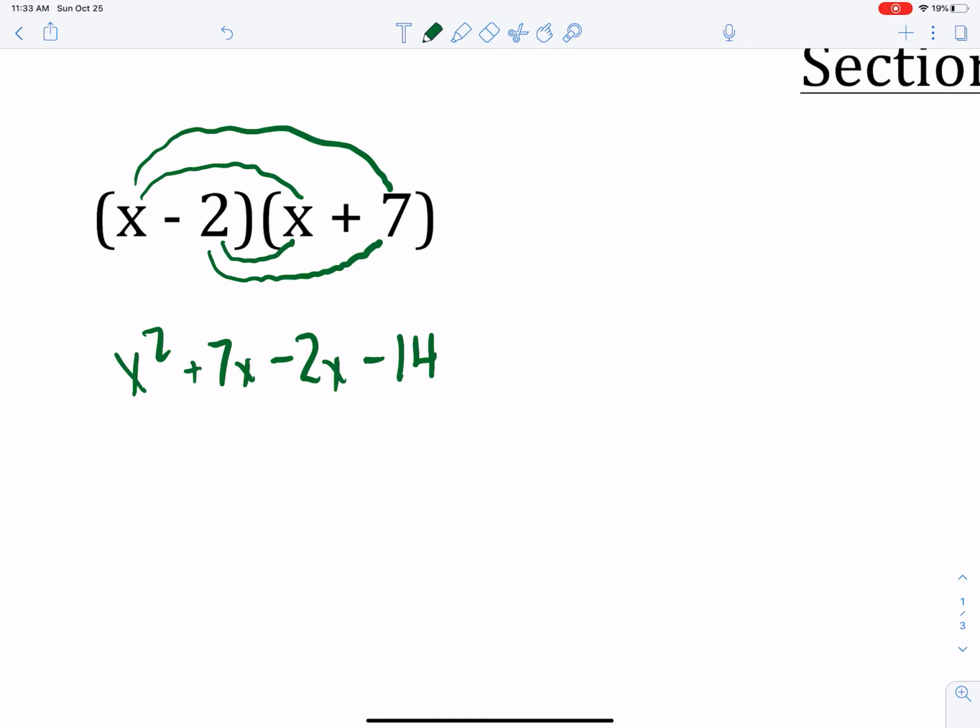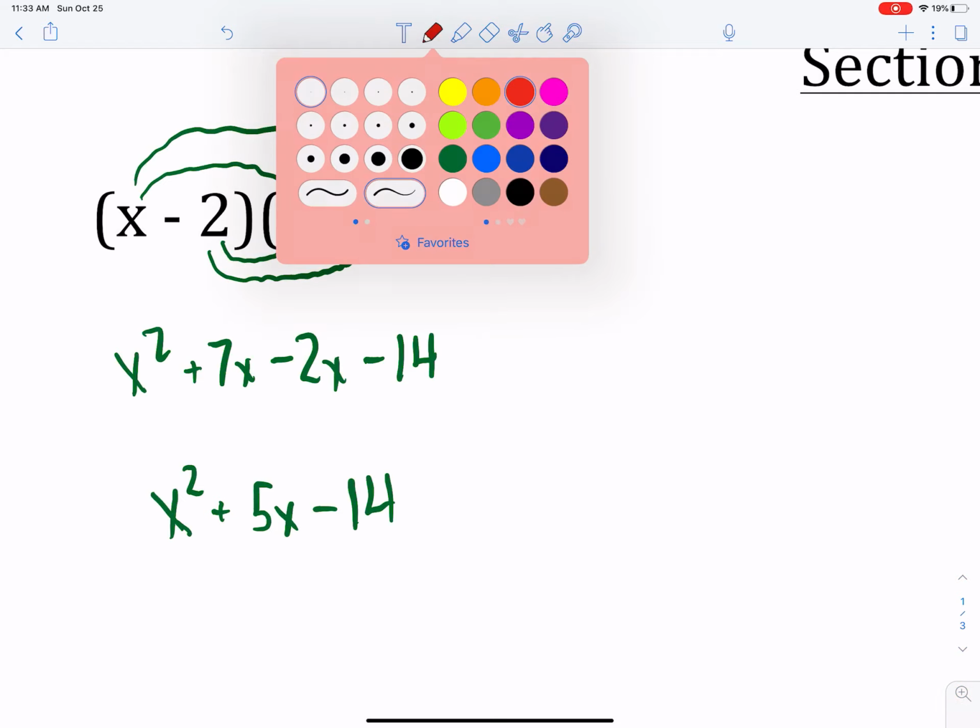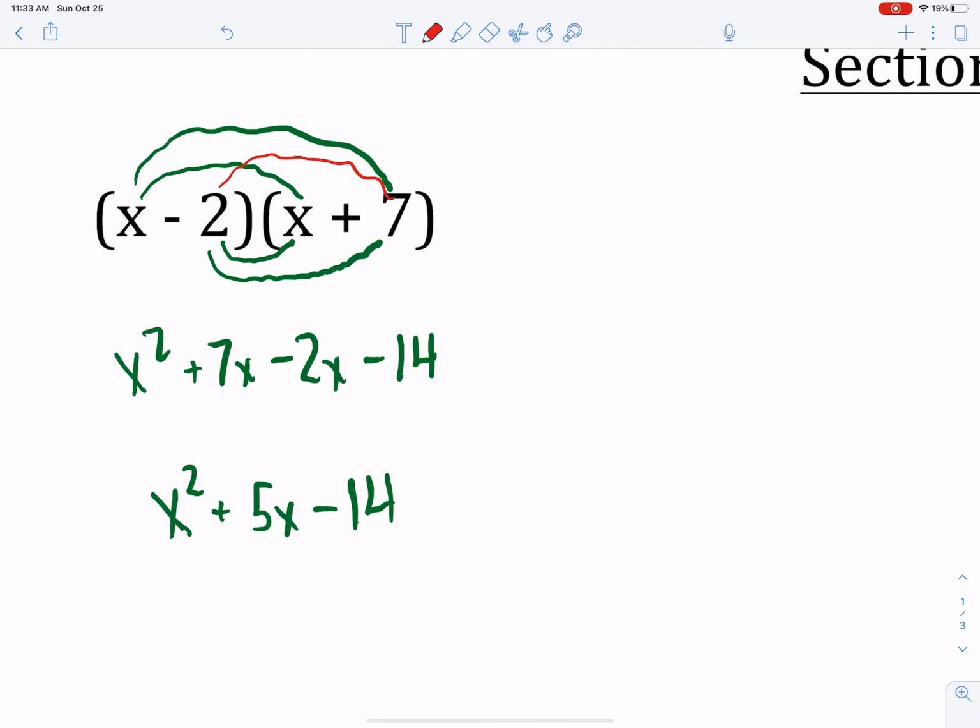And then after we multiply, we combine the like terms. So here, 7x minus 2x would be 5x. And we end up with x squared plus 5x minus 14. Now what I want you to notice is the negative 14 is the same as negative 2 times 7. And the 5 in the middle is the same as negative 2 plus 7. That's going to be important to think about when we're working on the reverse, trying to factor it.